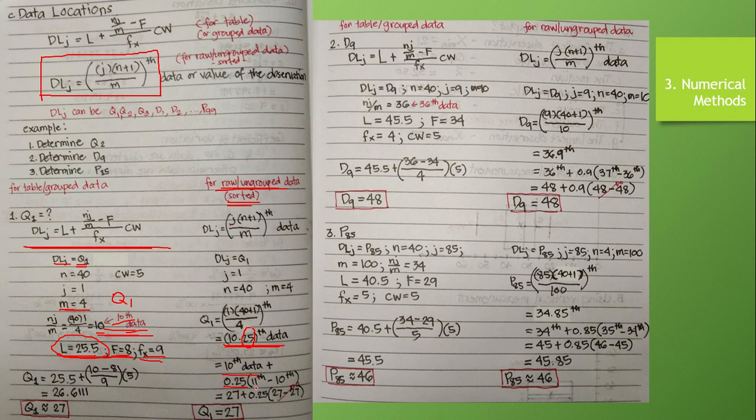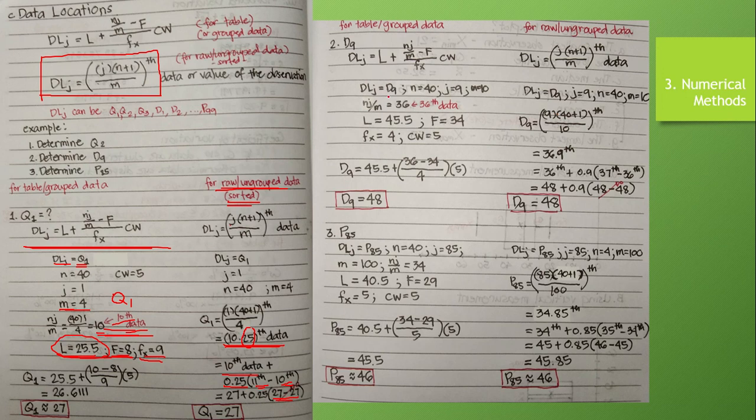So that's 0.25 times the 11th data minus the 10th data. If you recall our sorted values in our sorted ungrouped data, the 11th and the 10th are both 27. So this will just lead to 0, which means our first quartile is 27. So they have the same answers.